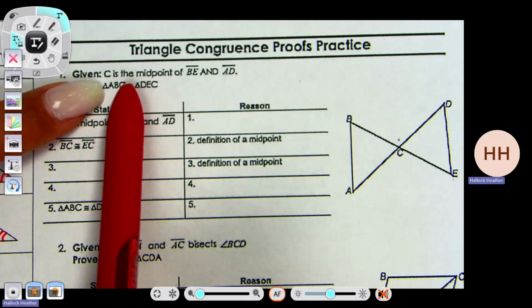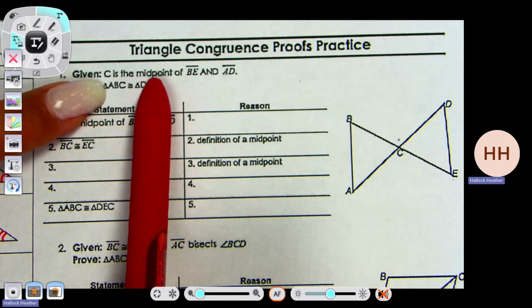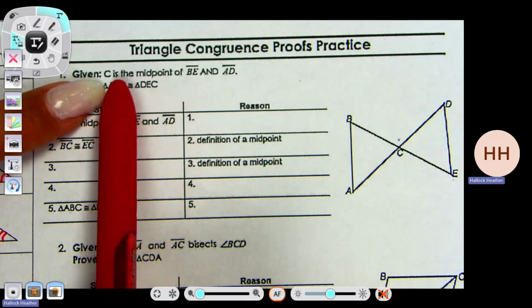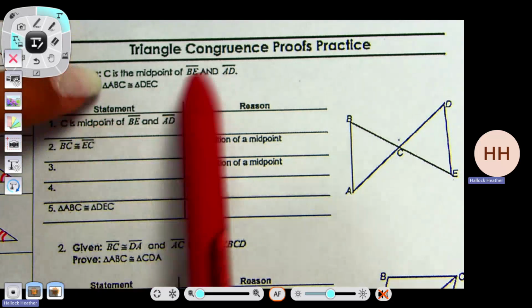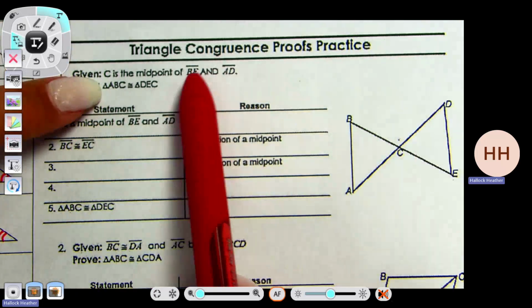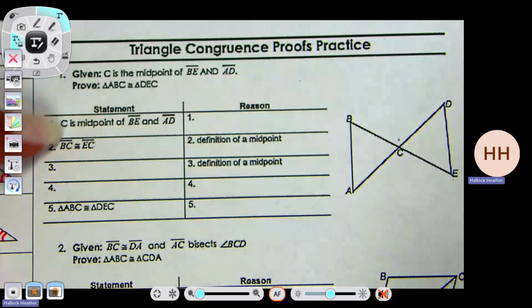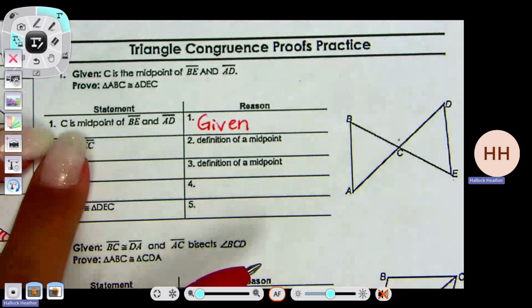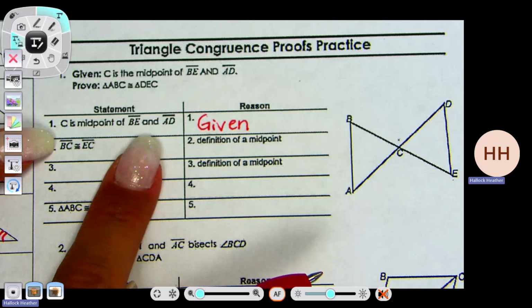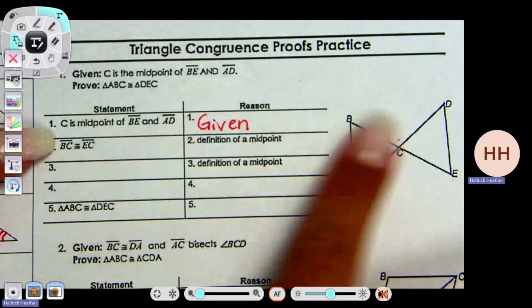Number one says, C is the midpoint. So if you read it, it kind of makes sense. It kind of flows. C is the midpoint of BE and AD. So it's the midpoint. We're going to say given because that's always the first step. We are not marking anything on our picture because it's not a congruency statement yet. Okay, so leave your picture alone.